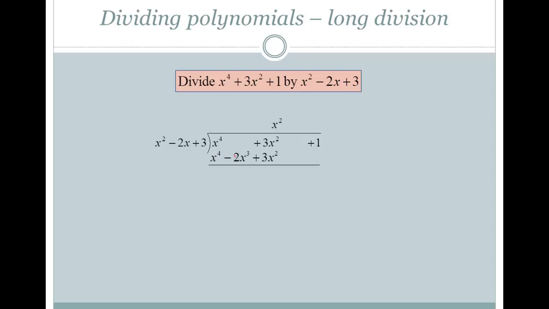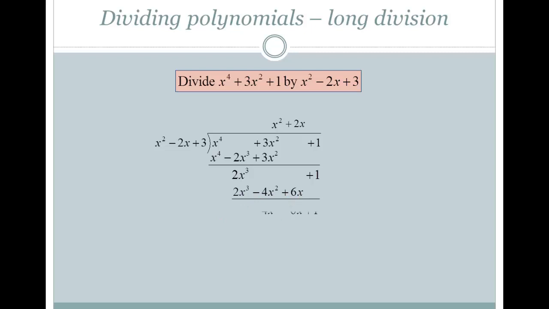Now what I want to do is subtract. Okay, the first leading term goes away. I get 2x cubed. This term actually cancels out. Plus 1, bring that down. What do I multiply x squared by to get 2x cubed? Well, it's going to be 2x. Again, multiply the 2x through each one of these terms. 2x cubed minus 4x squared plus 6x.